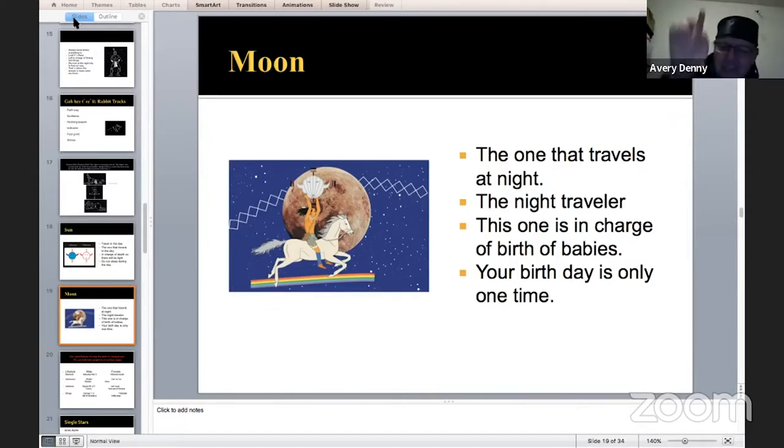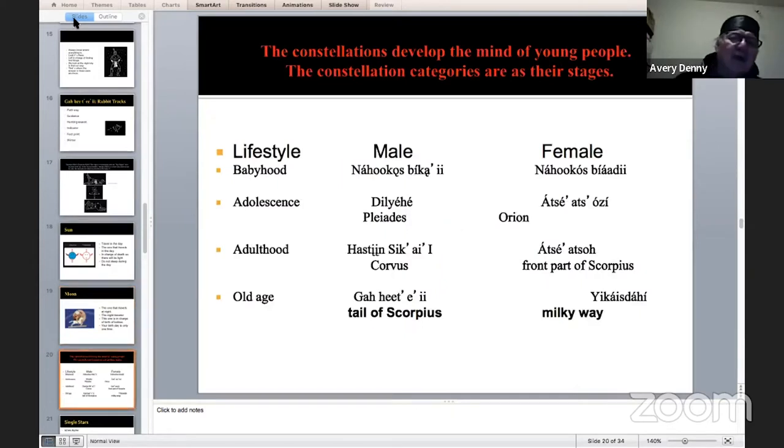That will be your sign. And child rearing, discipline of the mind for a younger generation. Just like in this drawing, they always have something for development. Lifestyle, like baby, adolescent, adult, and old age.